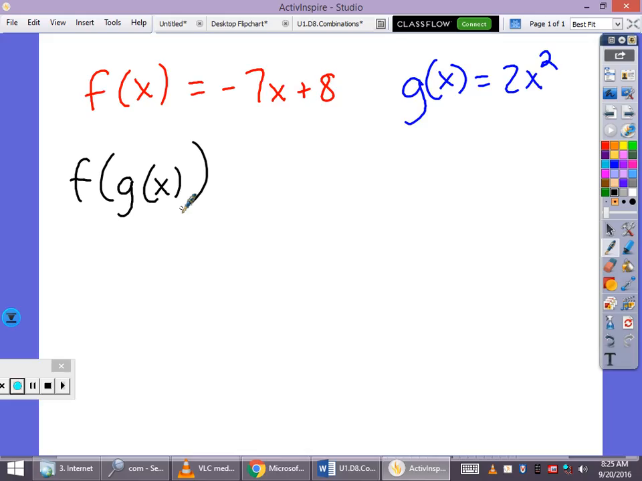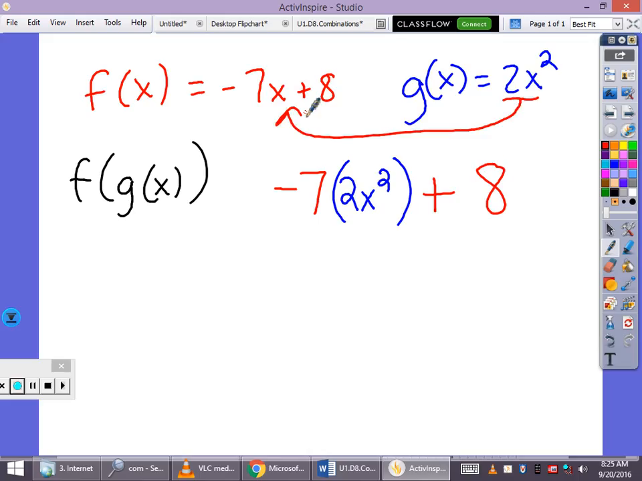So it's going to be negative 7 times 2x squared plus 8. Do you see what I did? I simply took this and plugged it in where I saw the x. What's negative 7 times 2x squared? Negative 14x squared plus 8. Good?